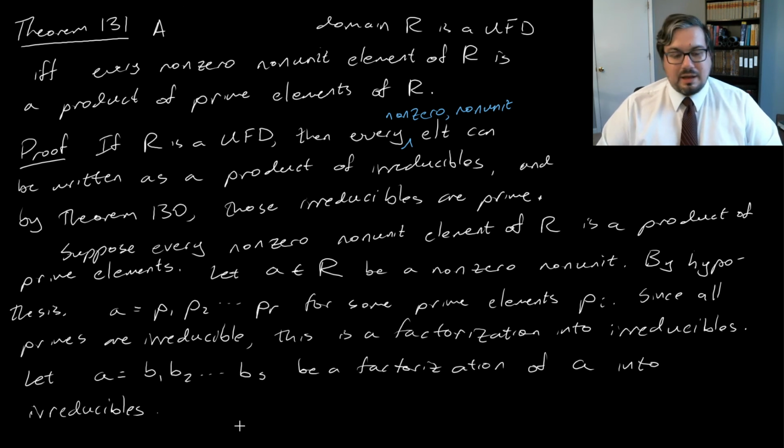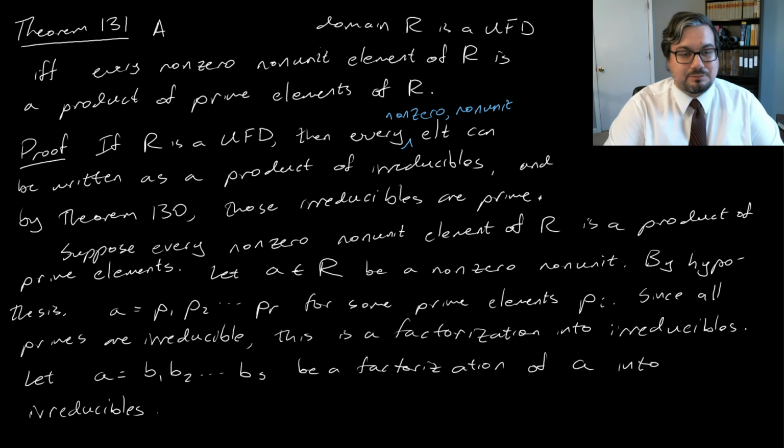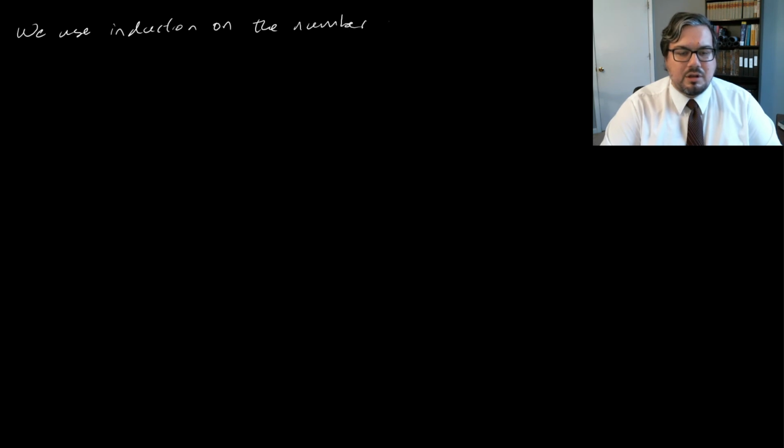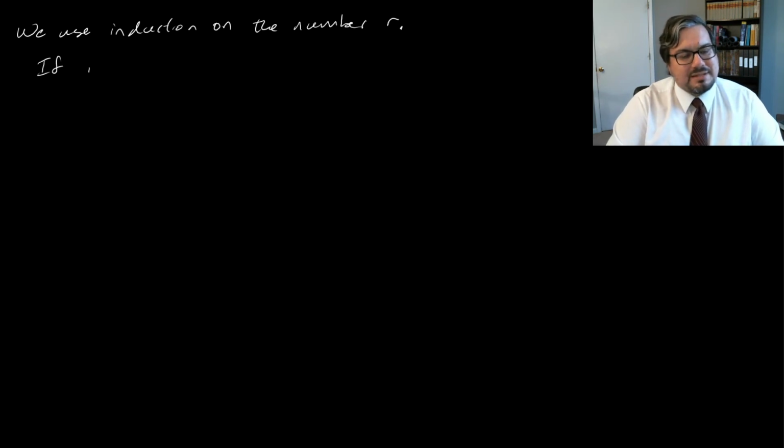At this point, we don't necessarily know that the B's are going to be prime elements. Okay, so what we're going to do is prove that the factorization is unique, or essentially the same, by using induction on R, the number of prime elements required in a factorization of A. So we use induction on the number R, the number of prime factors in a prime factorization of A. So the base case is if R equals 1, then A is equal to P1. So in fact, A is prime.